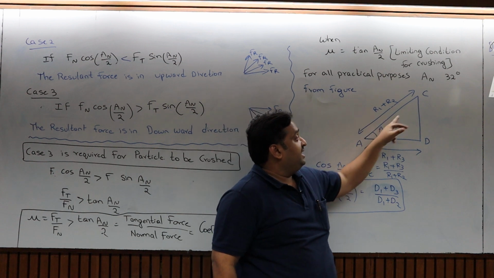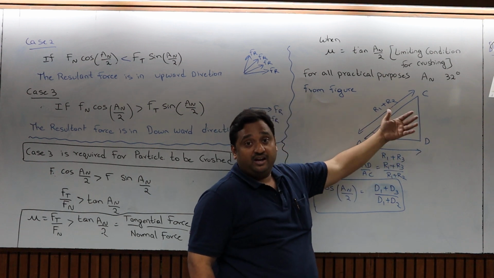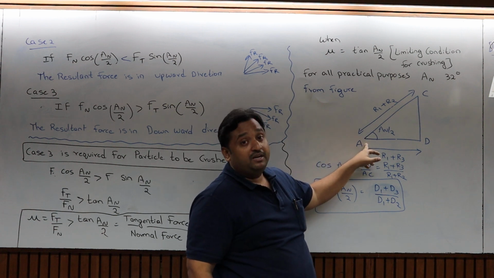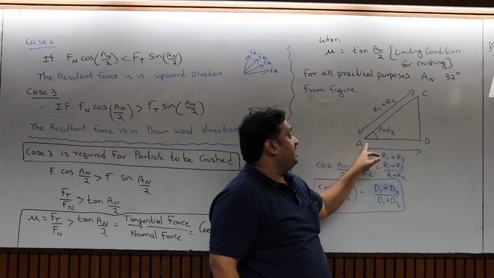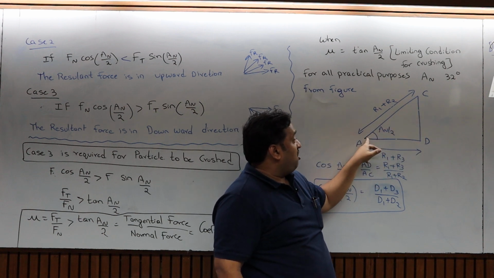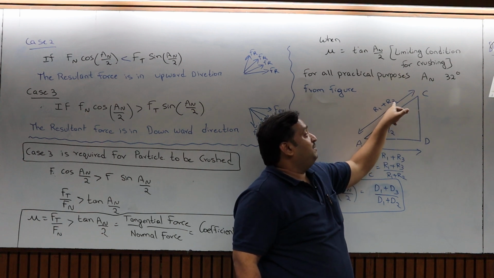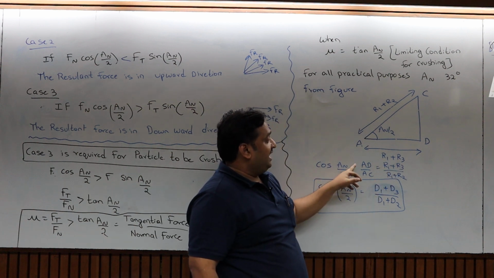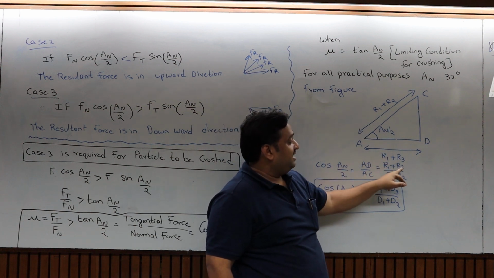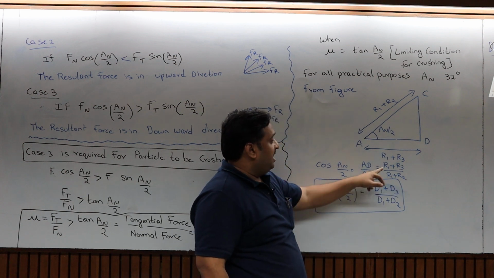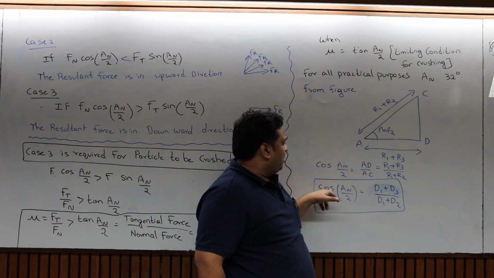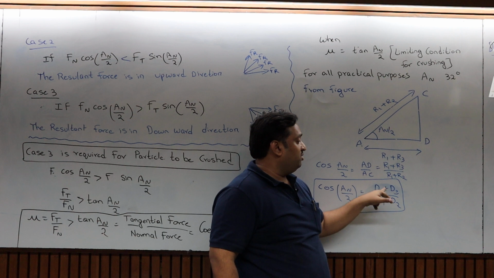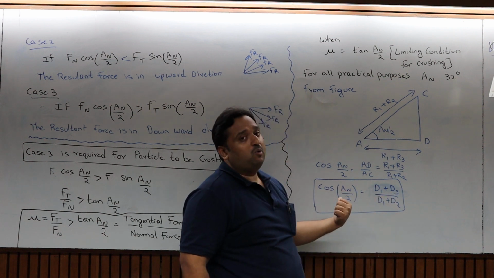These are the points A, C and D. If you refer to the figure I drew on the board before, from that geometry A, C, D: the distance between A and C is R1 plus R2, and the distance between A and D is R1 plus R3. What is cos? AD by AC, which is R1 plus R3 by R1 plus R2. In other words, cos(an/2) is nothing but (D1 plus D3) by (D1 plus D2). If you know D1, D2, D3, you can find the angle of nip.